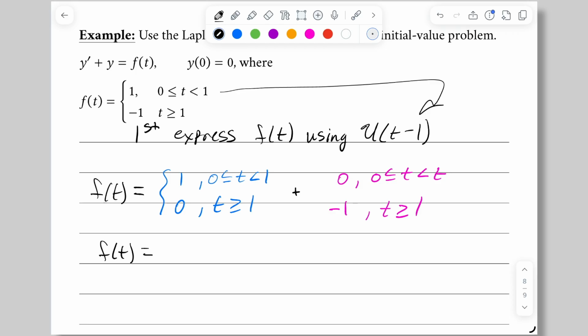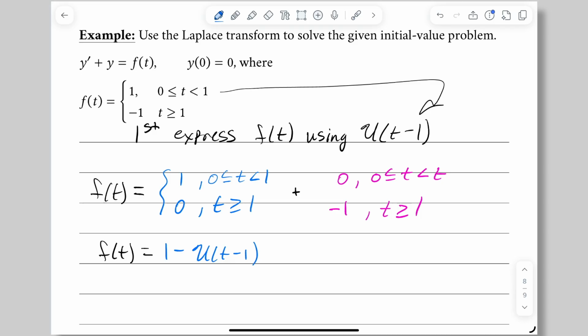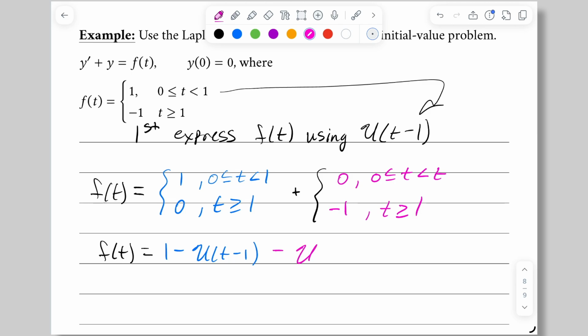Now in terms of the unit step function, when it's 1 and then 0, that's on and then off. The way we do that is 1 minus u of t minus 1. If this 1 were anything other than a 1, then I would have that duplicated in the first term and as the coefficient of the unit step function. For the part where it's off and then on, and when it turns on it's negative 1, that is negative 1 times the unit step function of t minus 1.